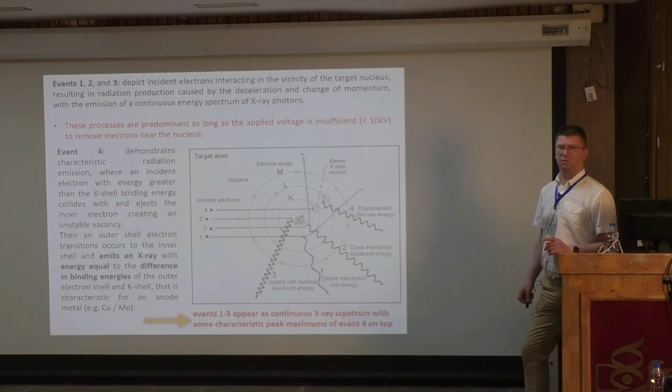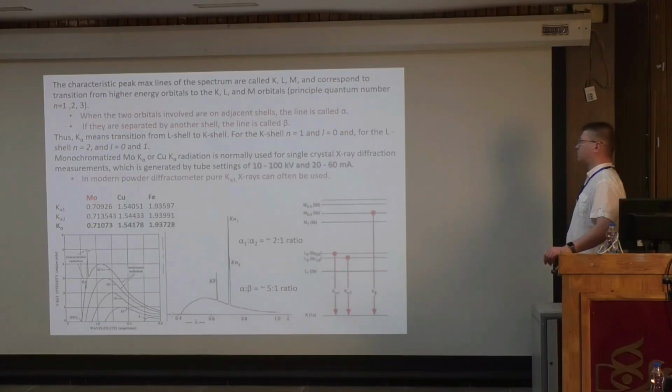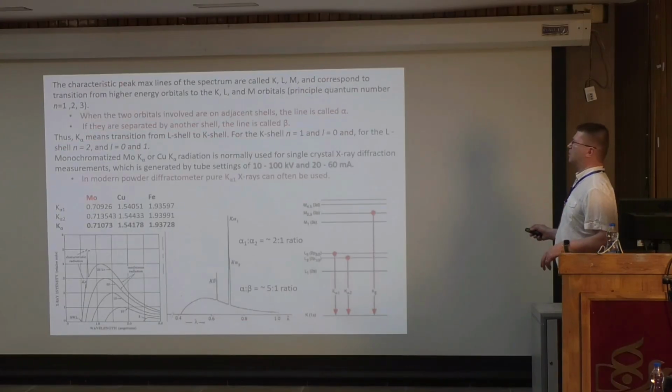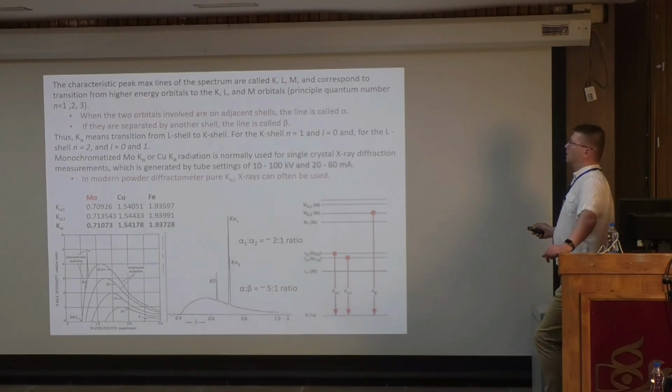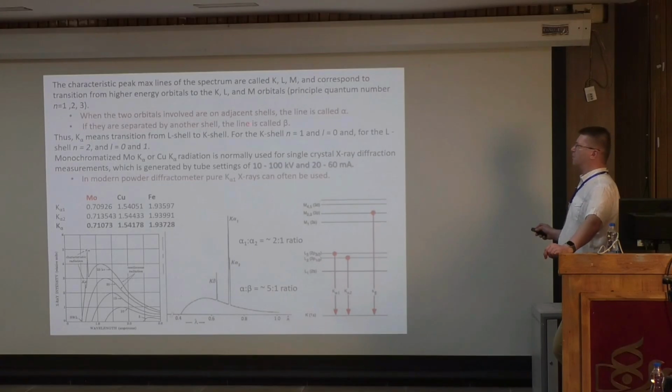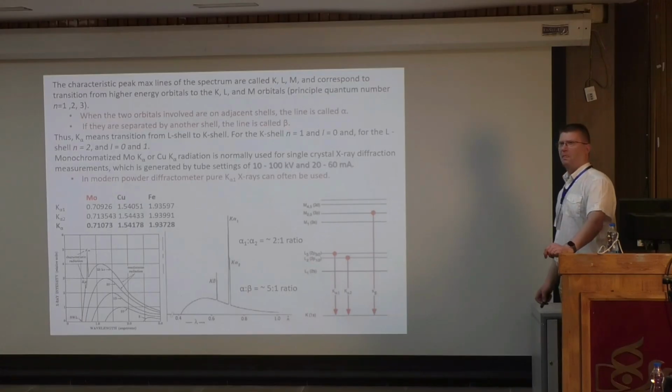And we can do this. So it's a very simple thing to do. So the point now is the characteristic peaks, which are called K, L and M, and they correspond to transitions, of course. And the transition difference now reflects the energy which is transmitted in the form of X-rays. And where the two orbitals involved are in adjacent shells, the line is called alpha radiation. And now, if it's separated by another shell, it's called beta radiation. So this is the idea. These are the two characteristic things.